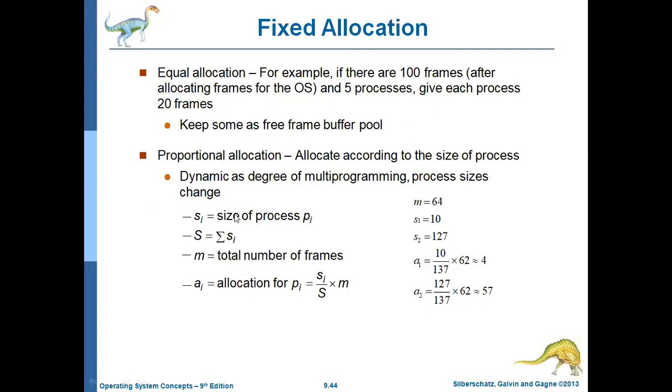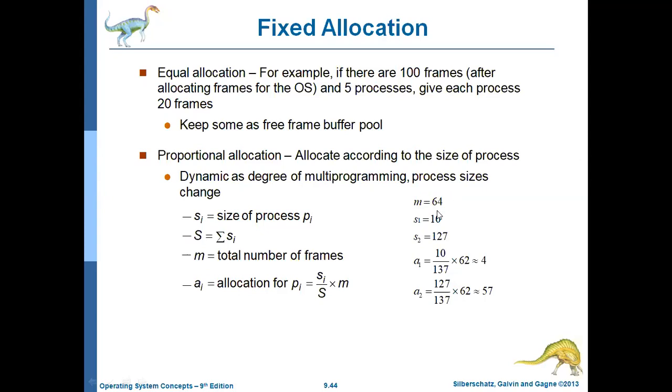Si is the size of the process. Capital S is the summation of Si. M is the total number of frames. The allocation ai for process Pi is given by the size of the process divided by capital S, multiplied by M.